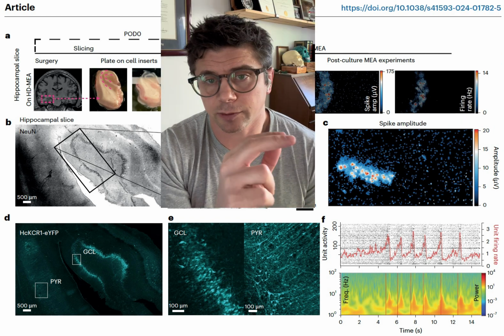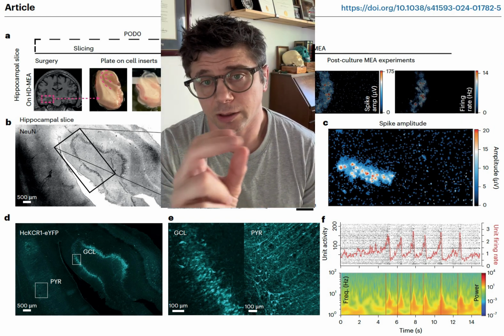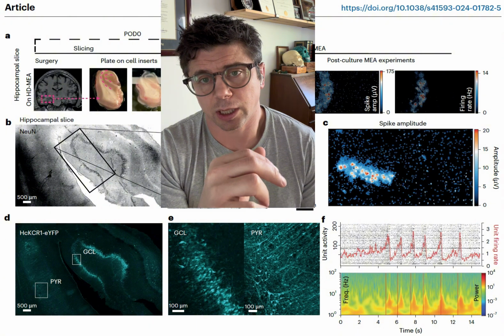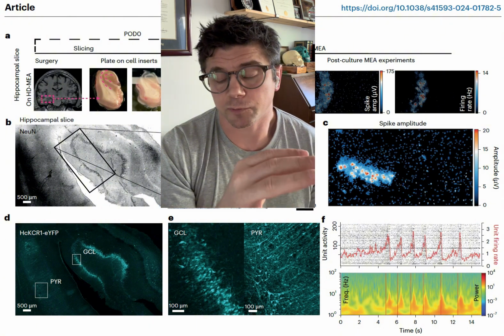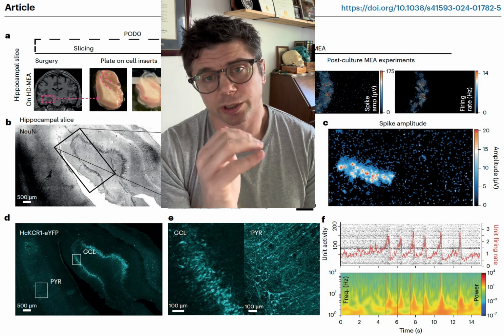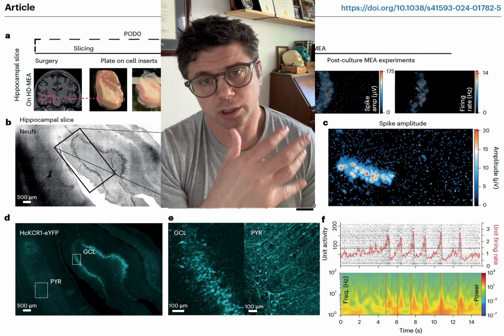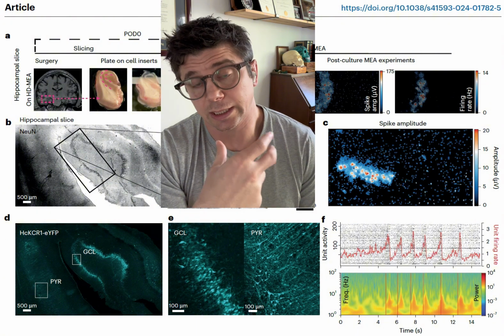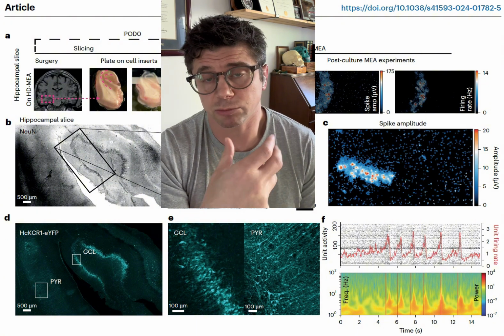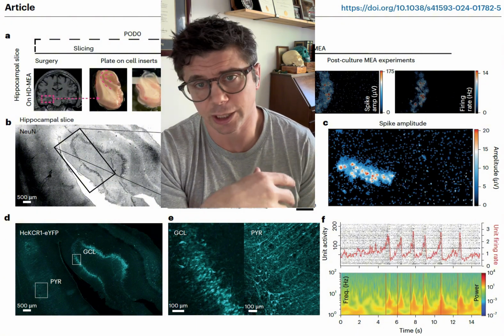And now on the final part, the panel at the bottom of this figure, I show a little glimpse of what's to come. Namely, first I'm showing that we transduced these slices with an AAV vector, an adeno-associated viral vector, to get them to express a channelrhodopsin, and in this case, HcKCR1.